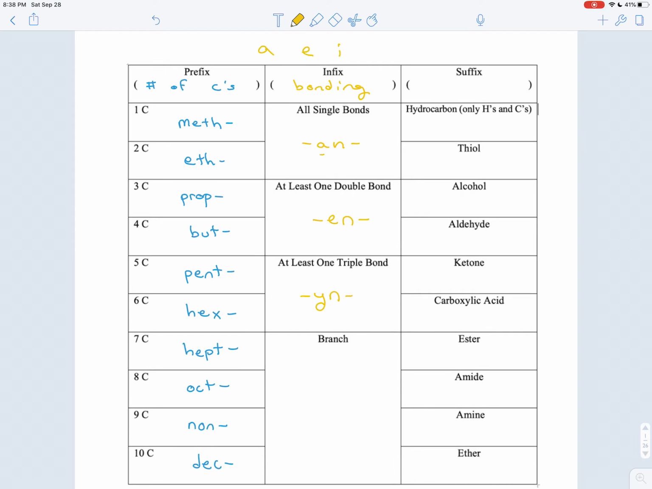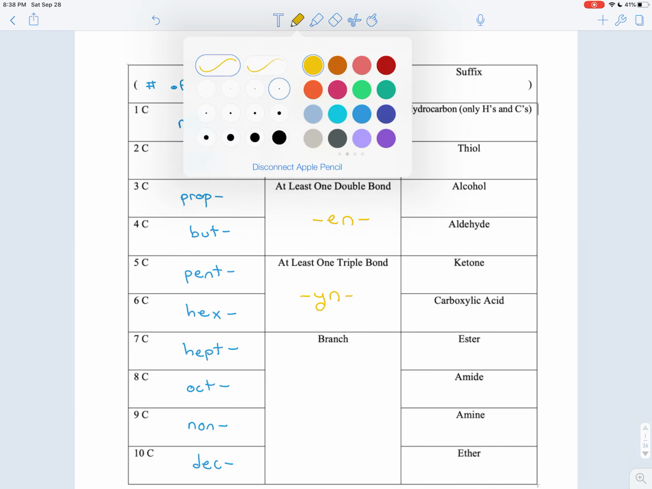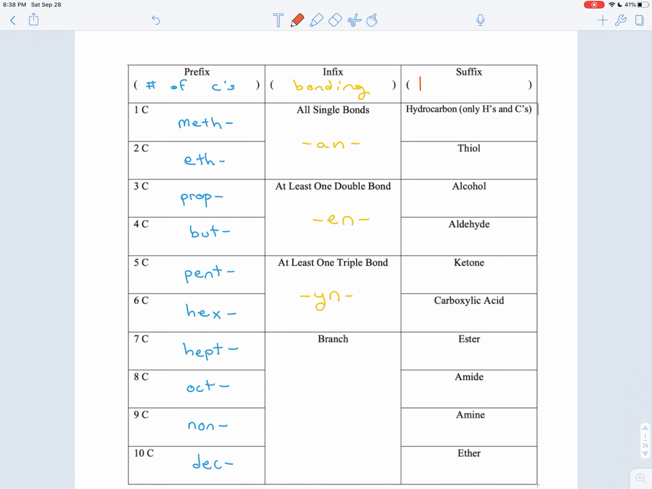Those are the first 3 vowels. So single bonds A, double bonds E. Triple bonds were originally I, and they got changed to Y over time. So if that helps you remember those. Last but not least, you've got these suffixes, and the suffixes tell you about something called functional groups.